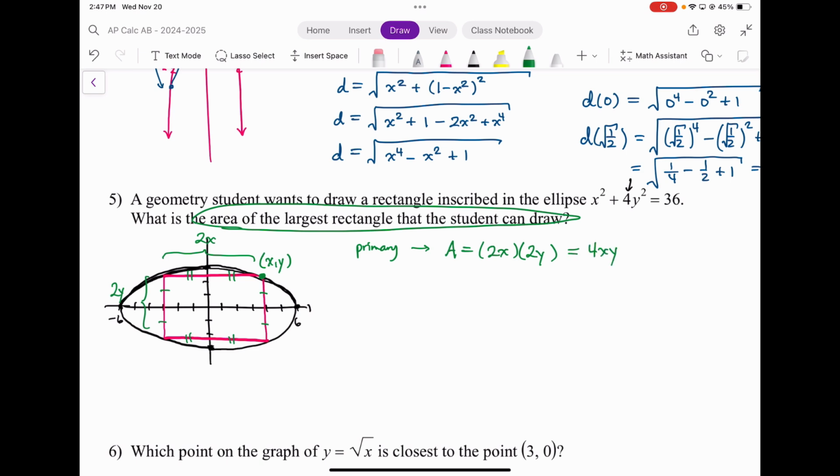And my secondary is the ellipse itself. That is my secondary equation. So x comma y has to satisfy this equation. I've got to go ahead and use the secondary and plug it into the primary, and then we take a derivative from there. So let me go ahead and solve for maybe x. All right, my secondary, x squared plus 4y squared equals 36. I'm going to solve for x here.